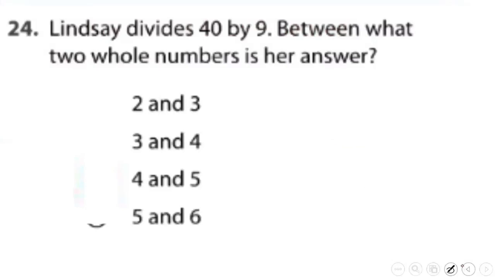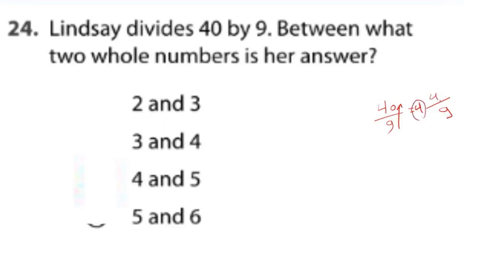Number 24. Lindsay divides 40 by 9. Between what two whole numbers is her answer? Here is 40 over 9, okay? This 40 over 9 is an improper fraction. It will be something over 9, and here is the whole number. What is the whole number? Count how many 9 are there in 40. Just 4. 4 by 9 equals 36, 40 minus 36, we get 4, and 4 over 9.